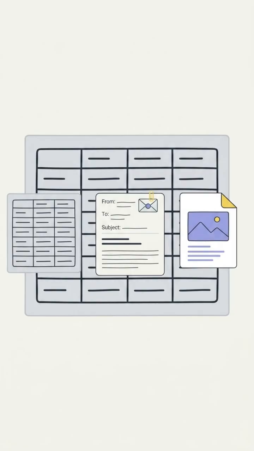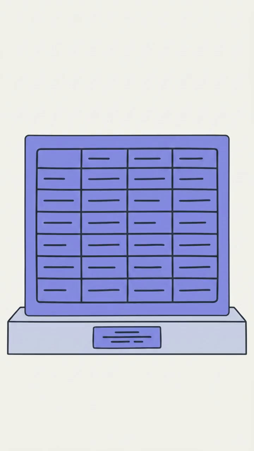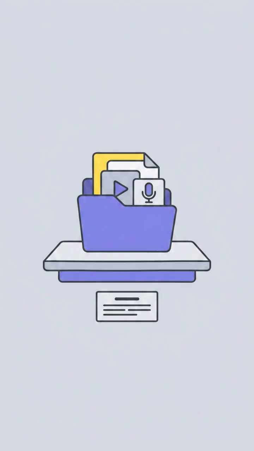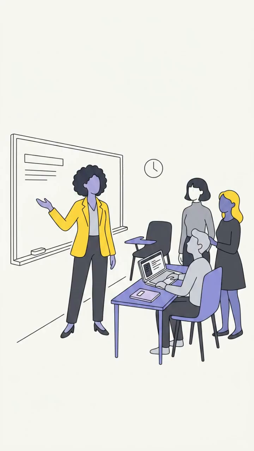Today, we'll learn about the three main types of data: structured data, semi-structured data, unstructured data. Let's understand each one with simple examples.